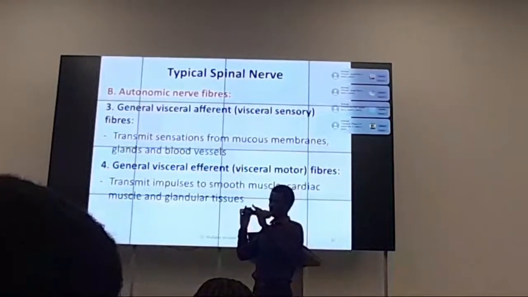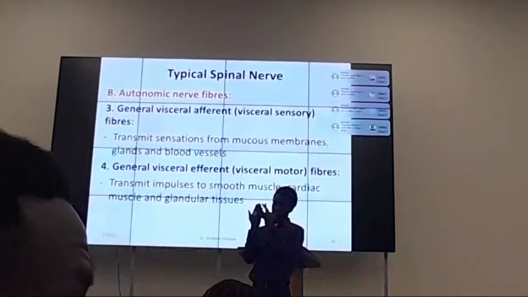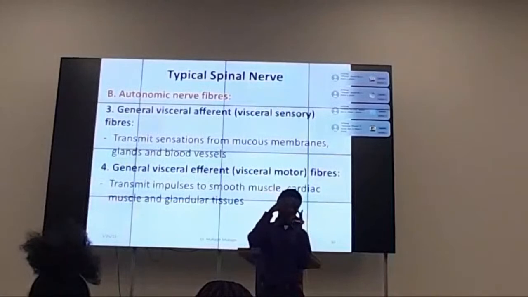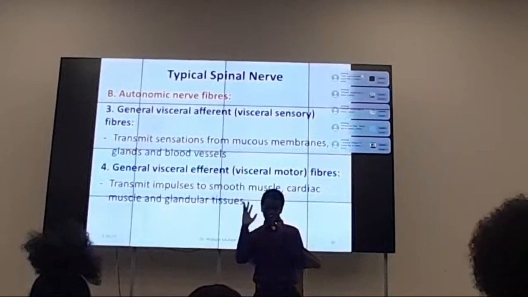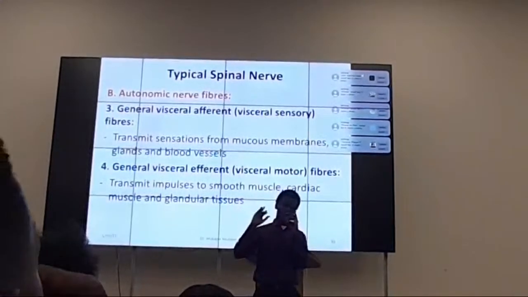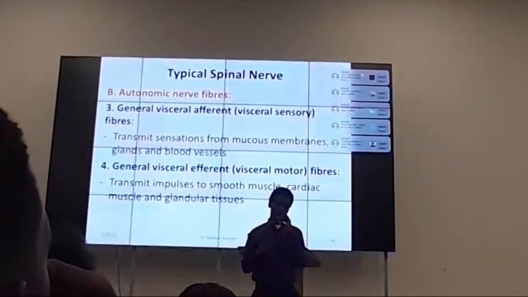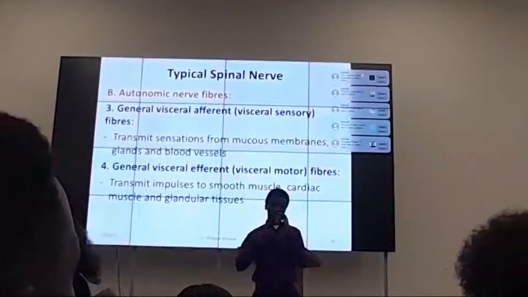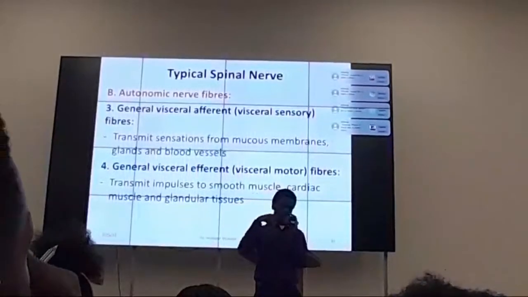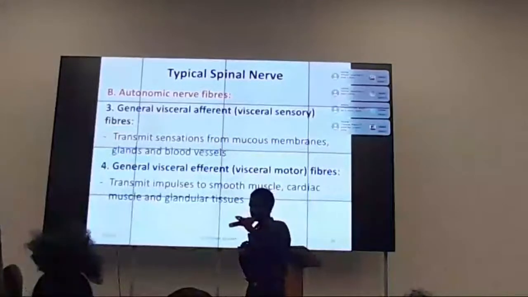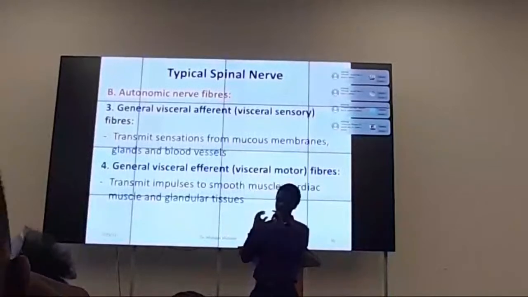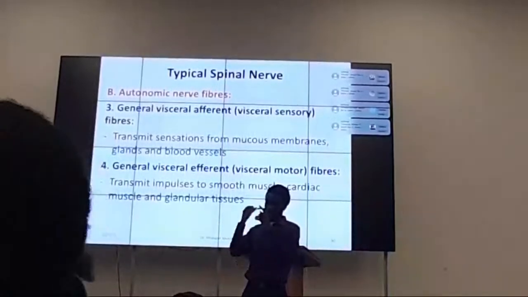So when you cut a nerve, like that, that nerve has a lot of fibers, and you need to classify those fibers there. We have those which supply somatic structures. We have those which supply visceral structures. Somatic structures, motor, sensory. Visceral structures, motor, sensory. You get the point? So that is the classification of the fibers in a spinal nerve.